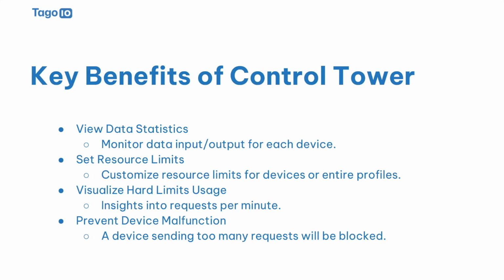Visualize hard limits usage. This feature provides insights into requests by minute, helping you understand how close your application is to hitting the request hard limits of your account. As your application scales, this gives you time to prepare and optimize if needed. And to prevent device malfunctions, if a device is sending too many requests, it will be blocked, preventing any potential issues from scaling your application.